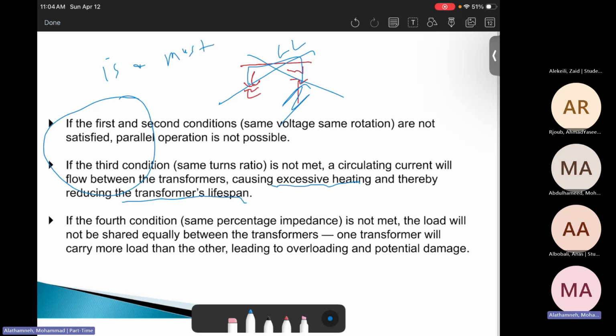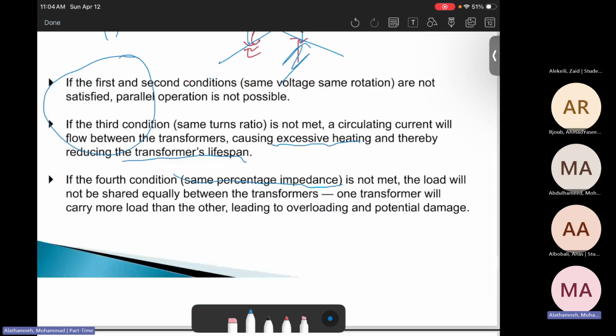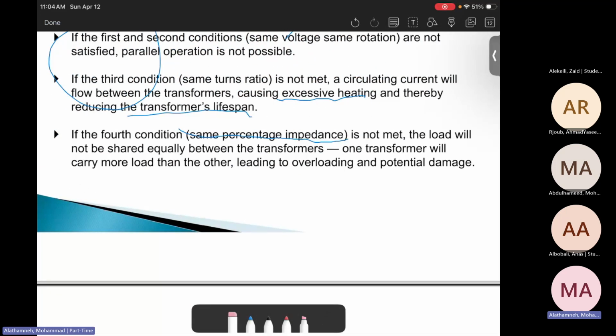How about the fourth condition, same percentage impedance? If it is not met, the power will not be shared equally. What does percentage impedance mean? We will talk about it. Let's talk about the negative impact of not having the same percentage impedance.